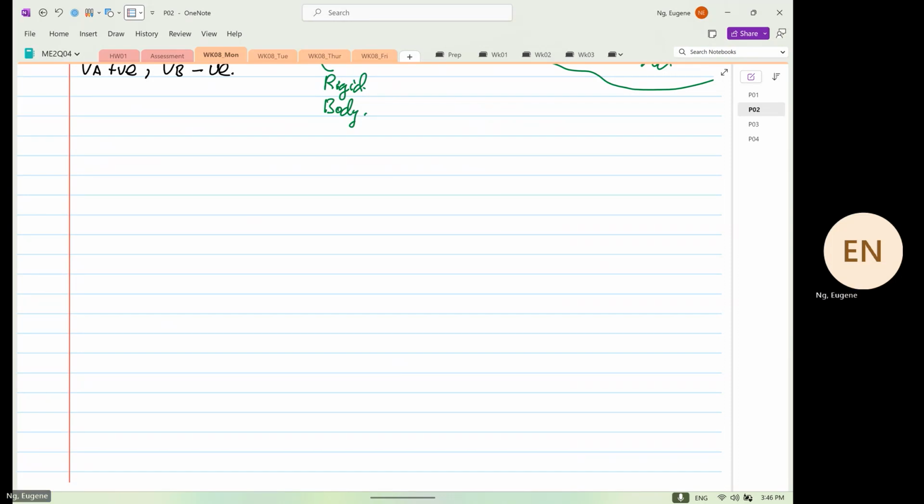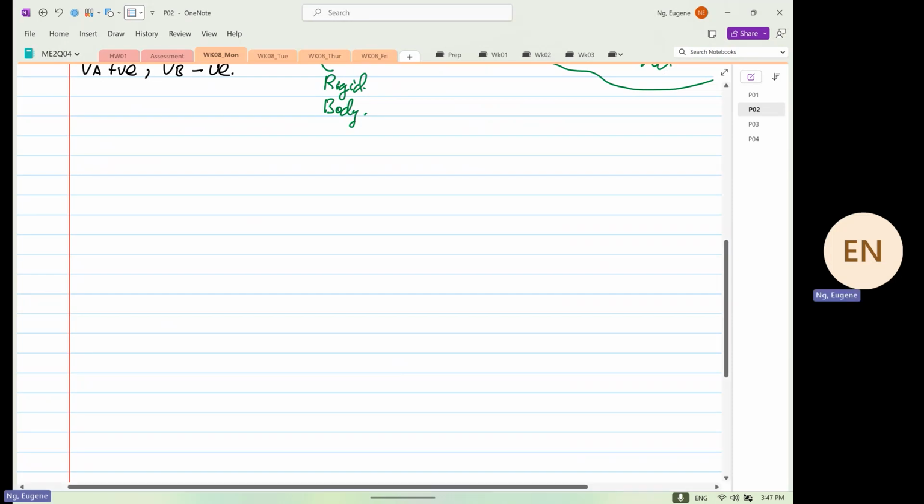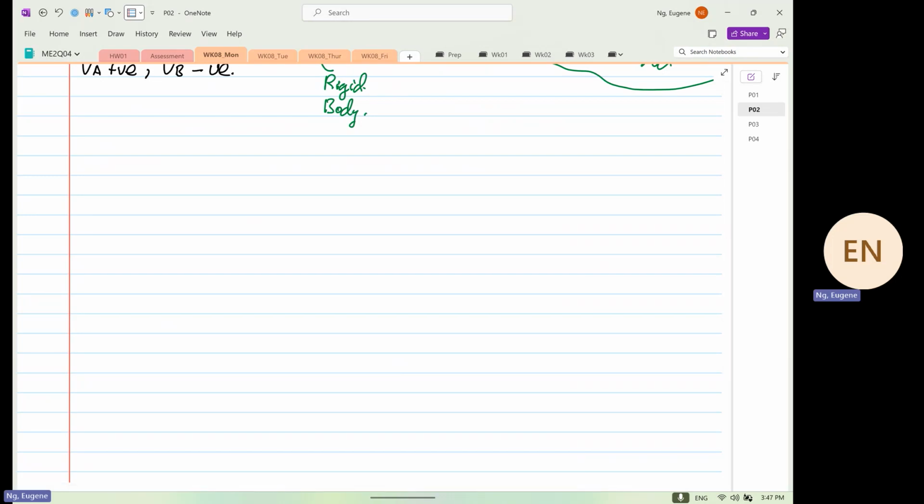It has to be. Wait, I have to be. It can be outside when it's a multi-body link. Later on, when we look at the example, it's more obvious. But in a gear train system, it has to be within a body.